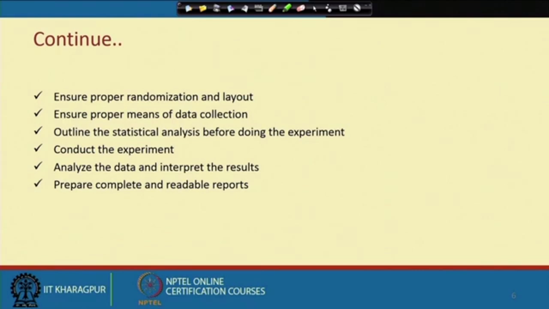Then prepare complete and readable reports, the entire experimental reports.